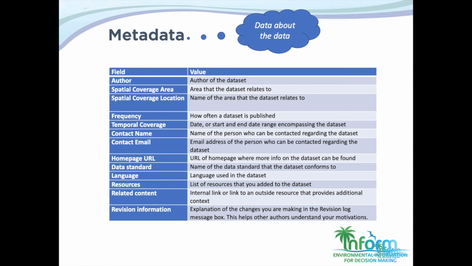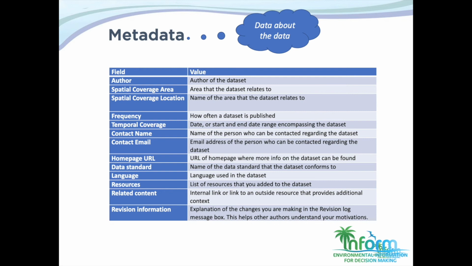Here are some of the most important metadata you can enter into the database. The author of the dataset, either an individual or organization. Spatial or geographical coverage area. You can select the area that the dataset relates to from a map. Spatial or geographical coverage location. The name of the area that the dataset relates to. The address, city, state, or any description.